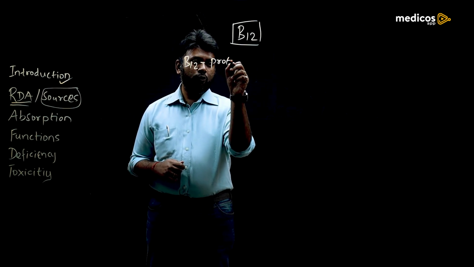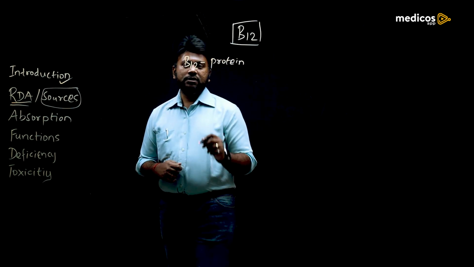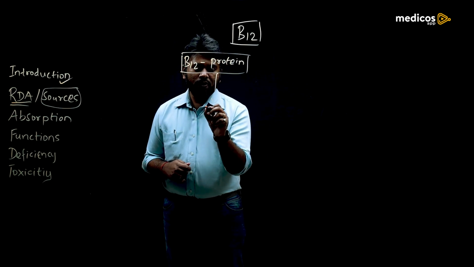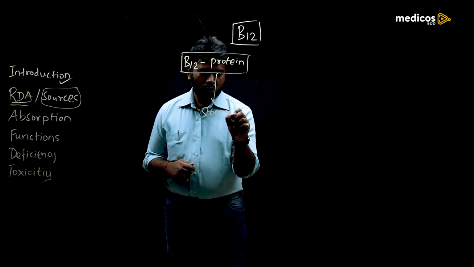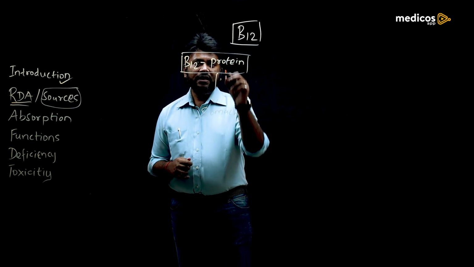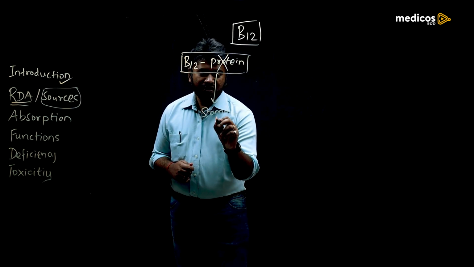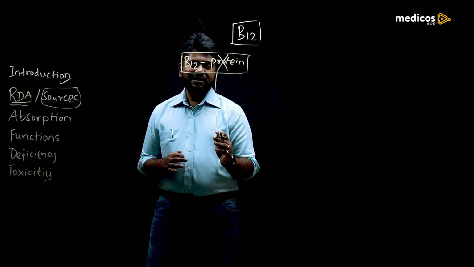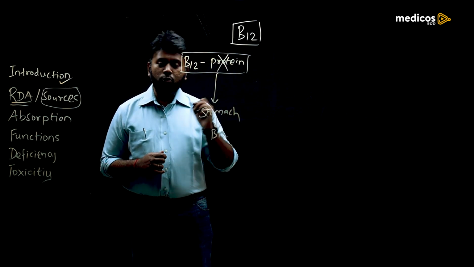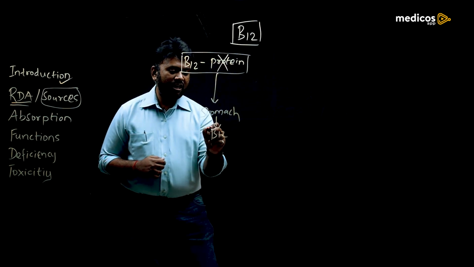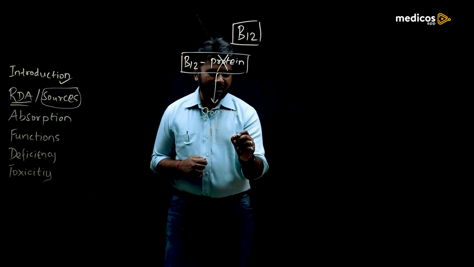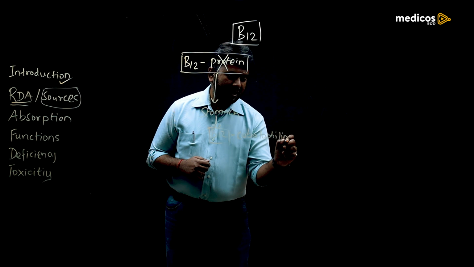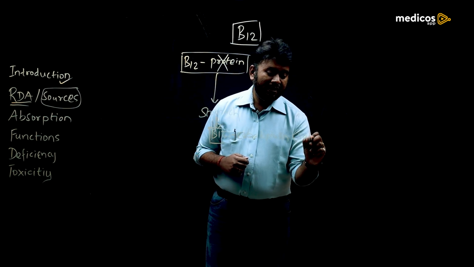They will be found bound to protein in all the animal sources. When you consume this, it will enter into our stomach. In the stomach, by the acidic pH, these proteins will be digested and free B12 will be released. Because of the gastric pH, the bound form will be converted to free form. Now, this free B12 will bind to another protein called cobalamin, which is produced from the salivary gland.